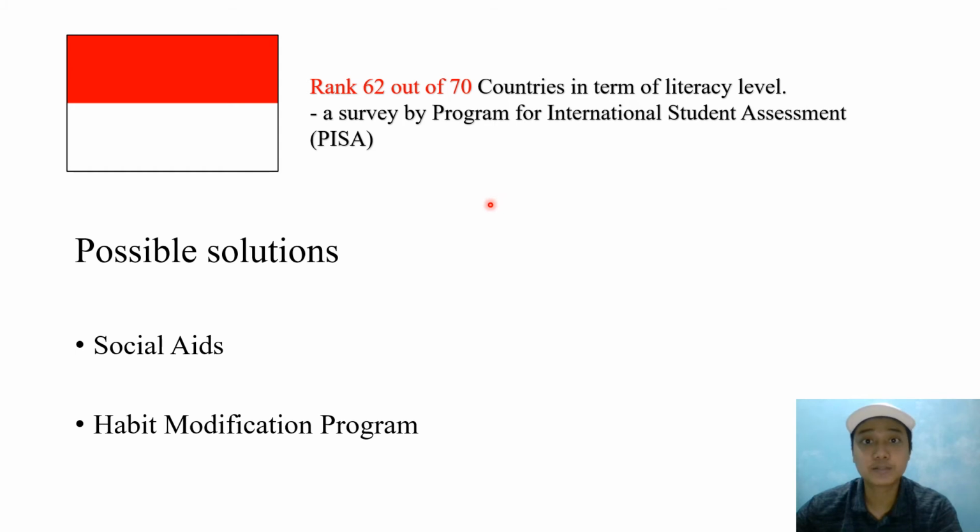There are two possible solutions that we propose. The first is social aids. Of course, the government should provide social aids to the citizens such as educational support, health support, skills training support, and etc. so they can have a better life quality. The second solution is a habit modification program. This is a program controlled by the government that focuses on performing research to change the habits of Indonesian citizens to have a better literacy level.